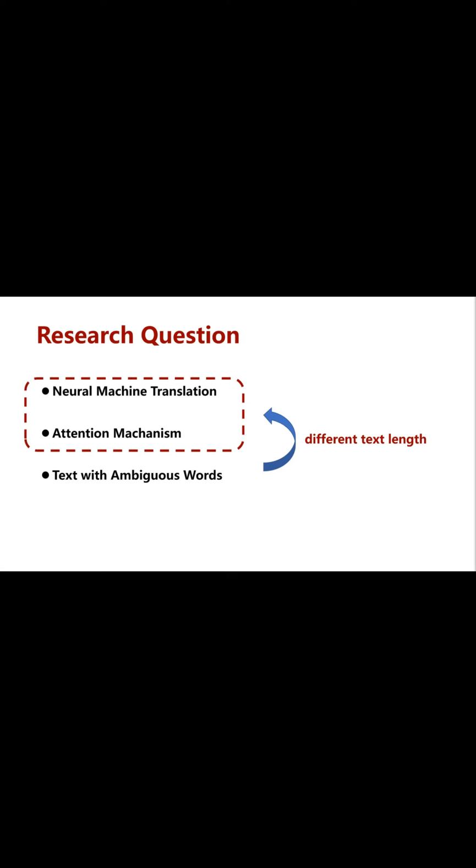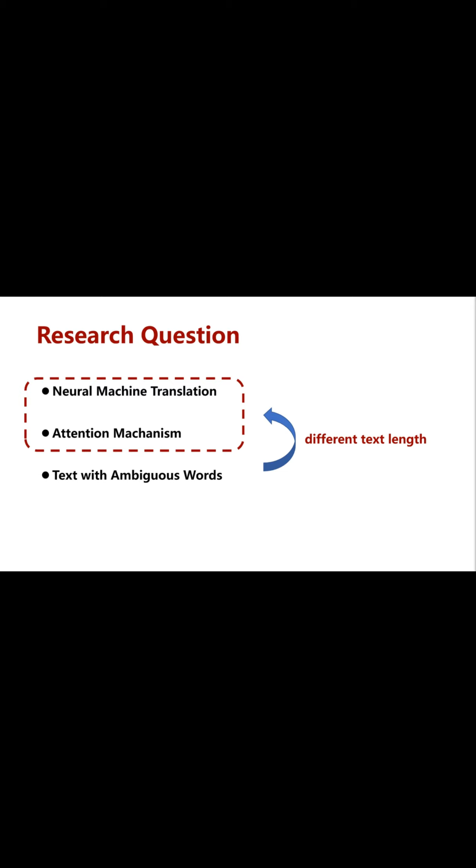First, in recent years, the attention mechanism has been widely used in various neural machine translation tasks. Our work focuses on the performance of the attention mechanism in translation tests with ambiguous words at different text lengths, trying to find out the influence of the context on the attention mechanism in translation tasks. We hypothesize that the attention mechanism has similar performance when translating text of different lengths.